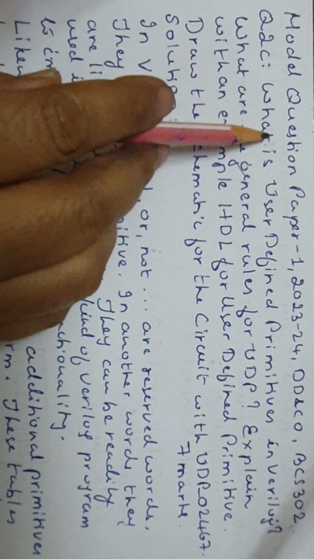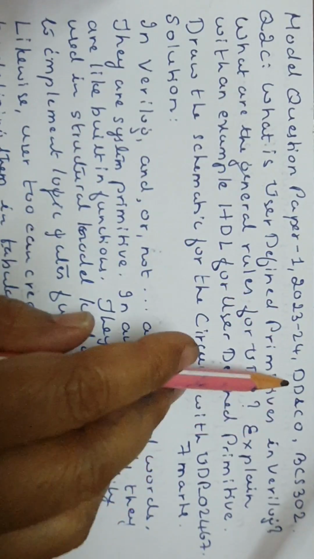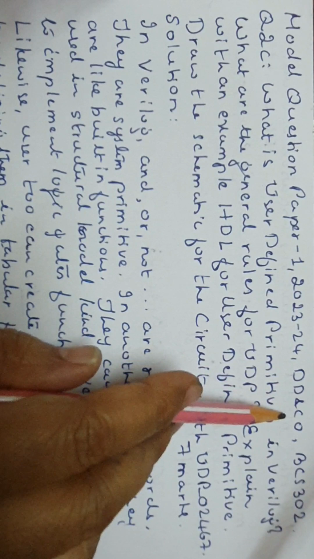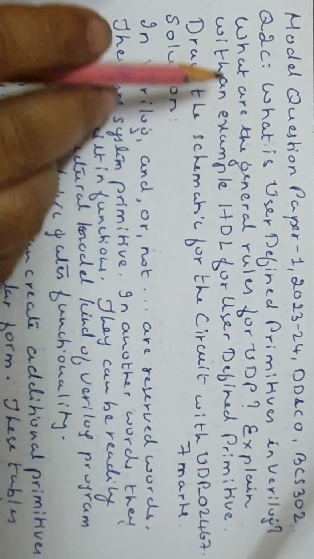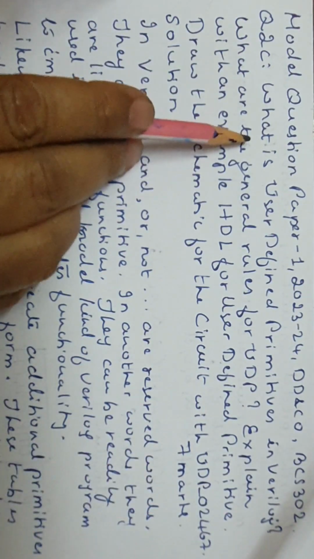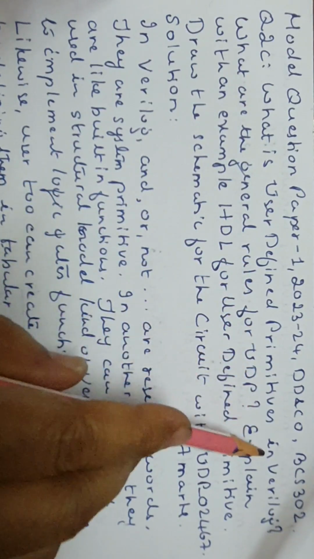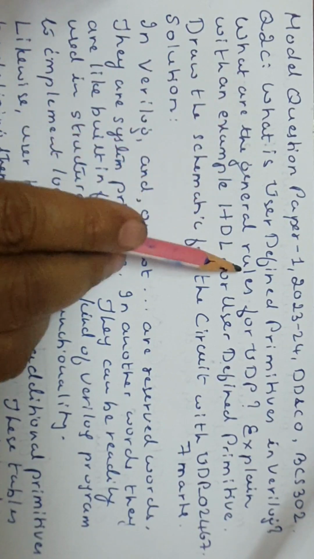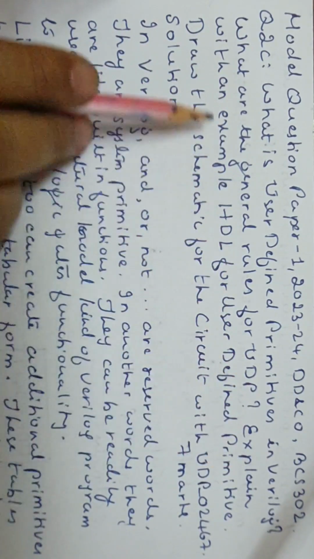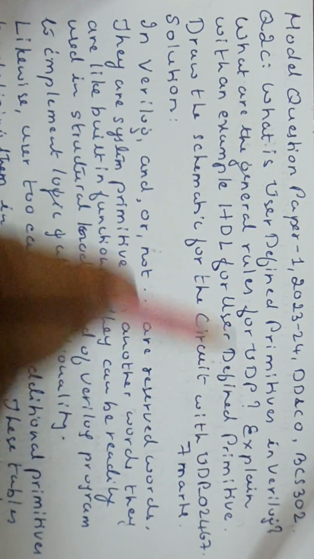Today we shall discuss model question paper 1, 2023-24, of the subject Digital Design and Computer Organization, subject code BCS302. In that, question number 2C asked for 7 marks. The question is: what are user defined primitives in Verilog, that is UDPs? What are the general rules for UDP? Explain with an example HDL for user defined primitive.